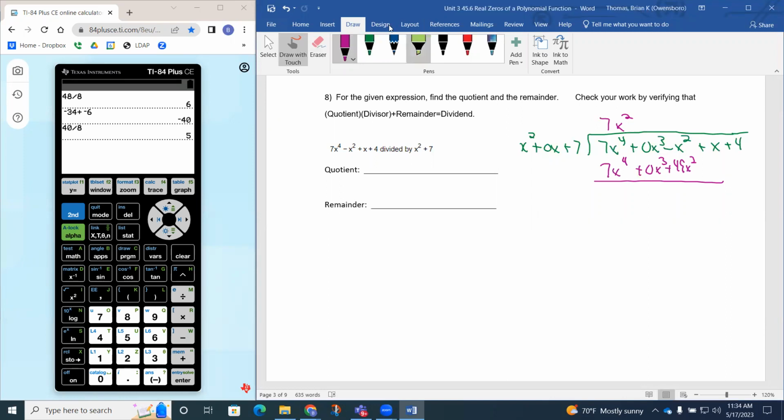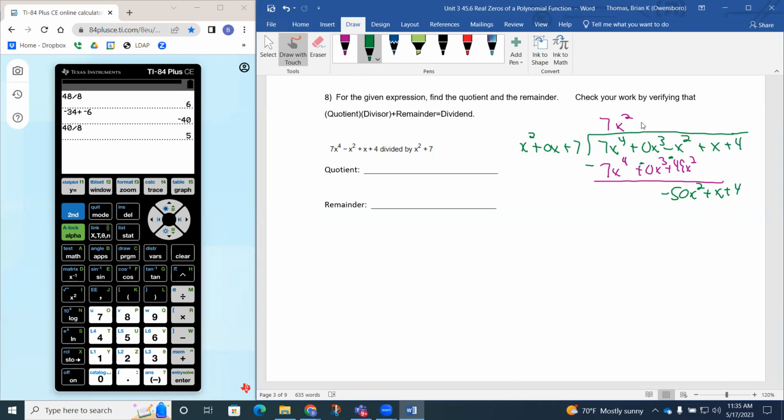Remember, once you do that, you have to subtract, but what we do is change the signs. This positive turns to a negative, and that makes the next one a negative as well. So 7x to the fourth and the negative 7x to the fourth will zero out. That's already 0. A negative 1 and a negative 49 makes a negative 50x squared. Then we'll bring down all 3 terms, so we'll bring down the plus x and the plus 4.